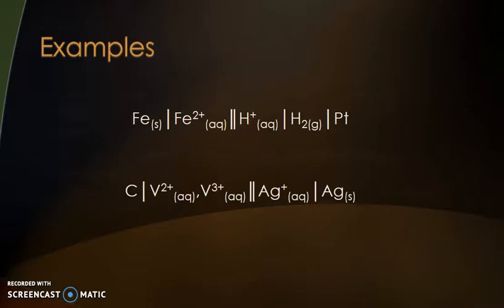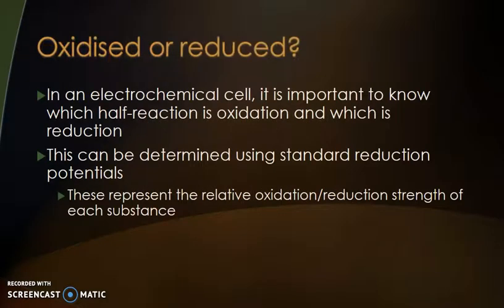However, one of the questions that inevitably comes up is, given that we've got both the oxidized and the reduced species in each half cell, how do you know which one's actually being oxidized and which one's actually being reduced? And that's where we need to look at our standard reduction potentials. Standard reduction potentials are a way of measuring how likely a species is to be oxidized or reduced, simply put.